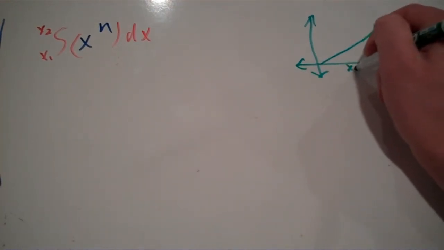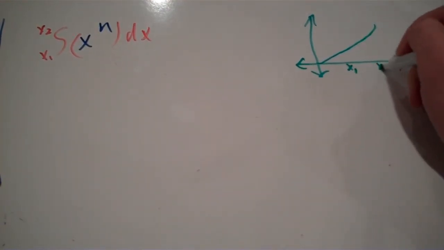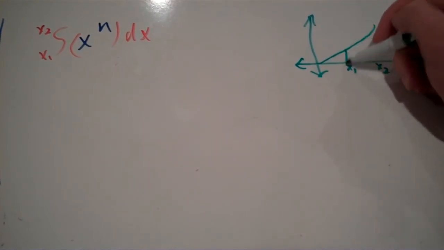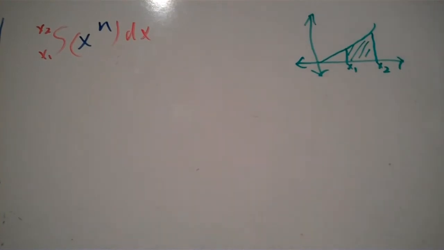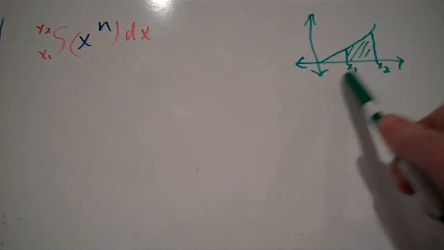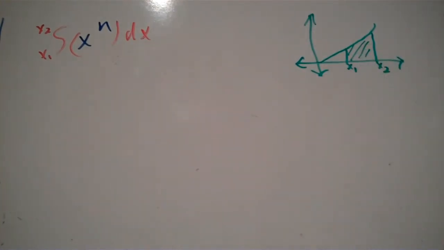So we have our starting point and our ending point. So we are finding the area from x1 to x2. So we are finding the area of that. As such, we need limits to know what section we're finding the area of.